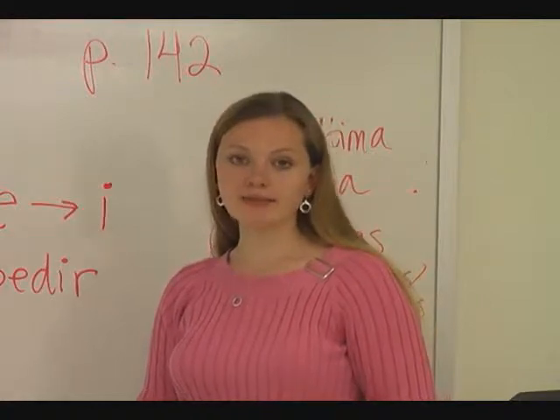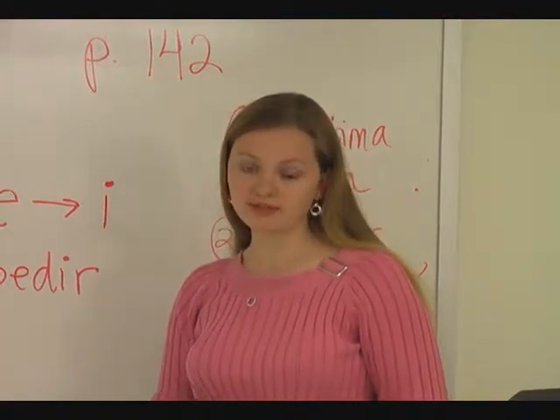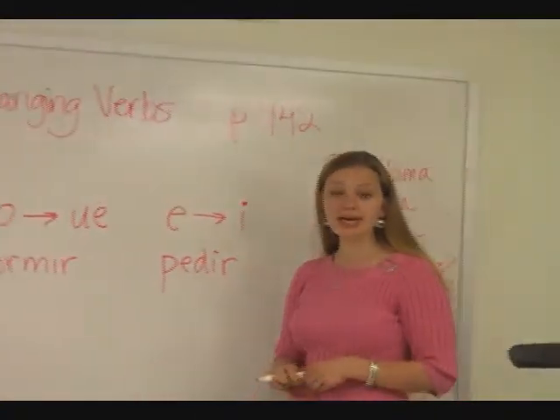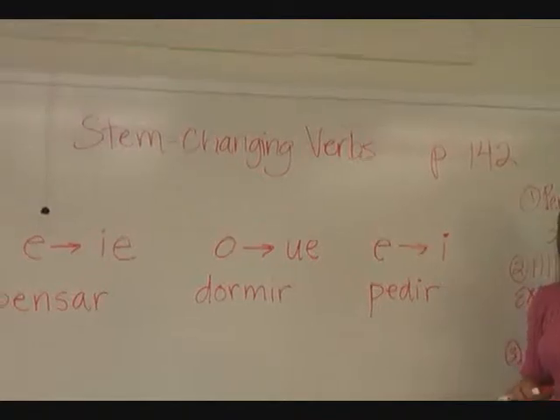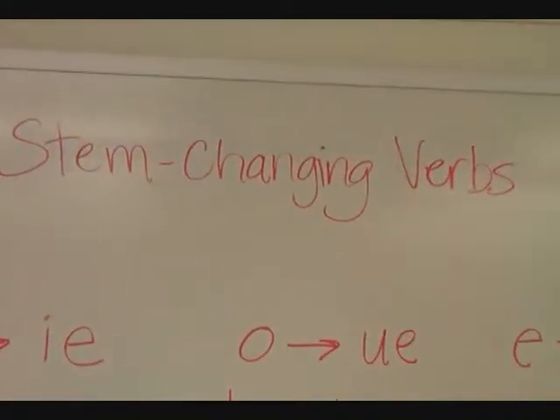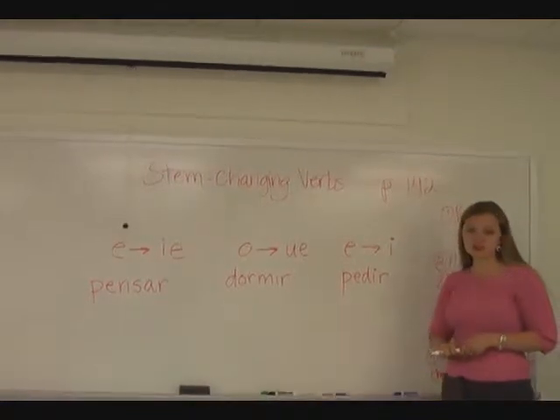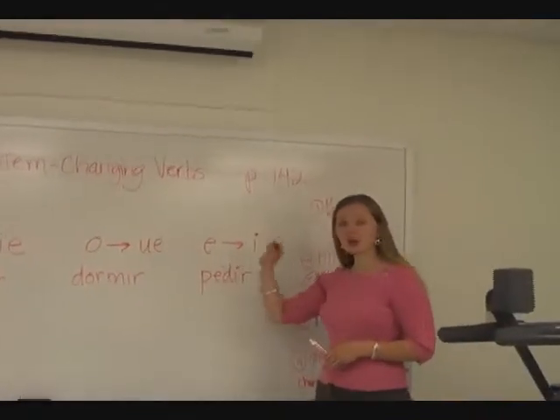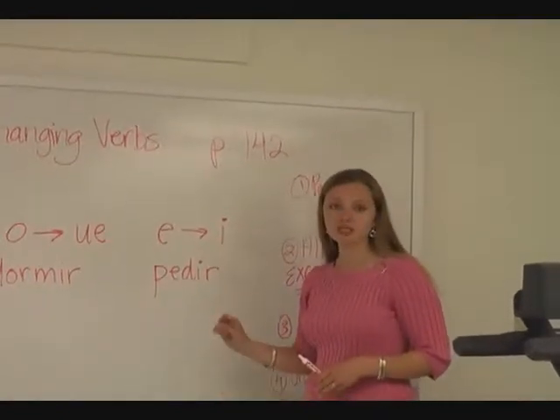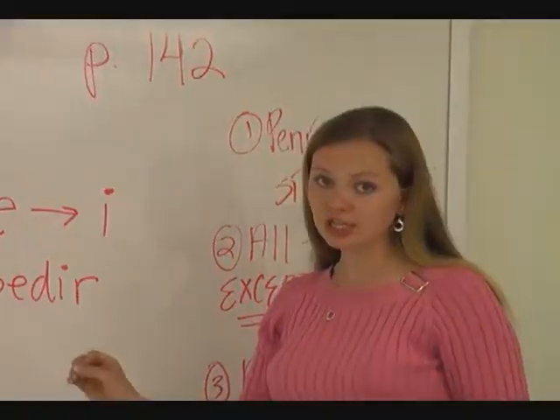The next thing that we have to discuss is a special verb called a stem-changing verb, o un verbo que cambia de raíz, y se encuentran en la página 143 del libro de texto. Stem-changing verbs are exactly what they sound like. It means that in conjugating the verb, or in changing it to match the various subjects, the stem changes.